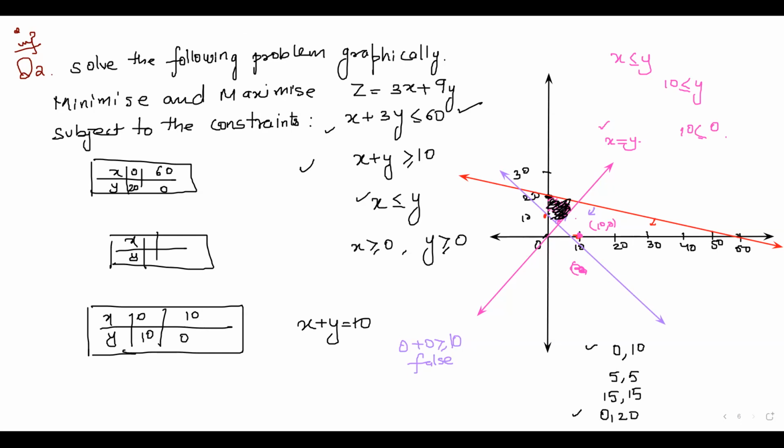You need to solve all the equations. To find the point of intersection for these two lines, solve these two equations. And to find the point of intersection of this, you need to solve these two equations.